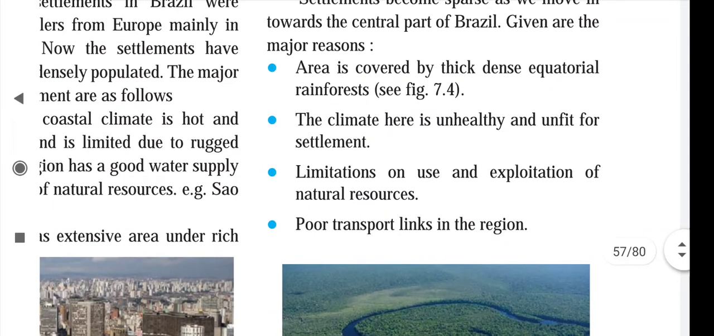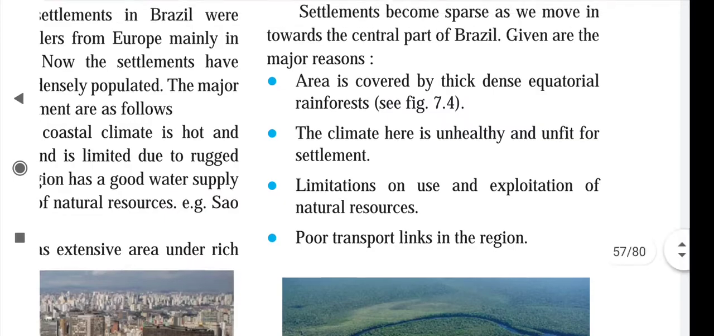In our last class we have seen the settlements found in Brazil, nucleated settlement and dispersed settlement. We have seen some places in India and Brazil where the concentration of population is more, and some places where the population, meaning people living in that region, is very less. We have seen some reasons also.